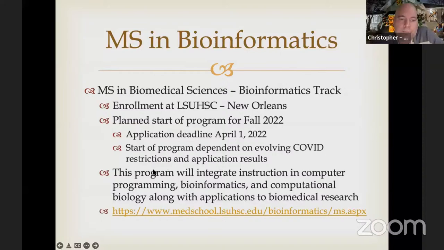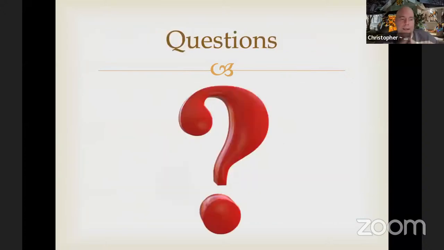But the purpose of the program will be to integrate instruction in computer programming, bioinformatics, and computational biology, along with the myriad applications to biomedical research that we do at the LSU Health Sciences Center. And with that, hopefully I'm somewhat on time, and I will have an opportunity to take some questions.